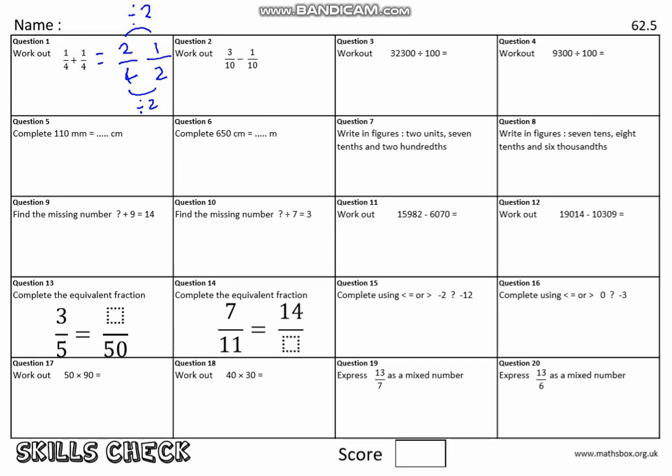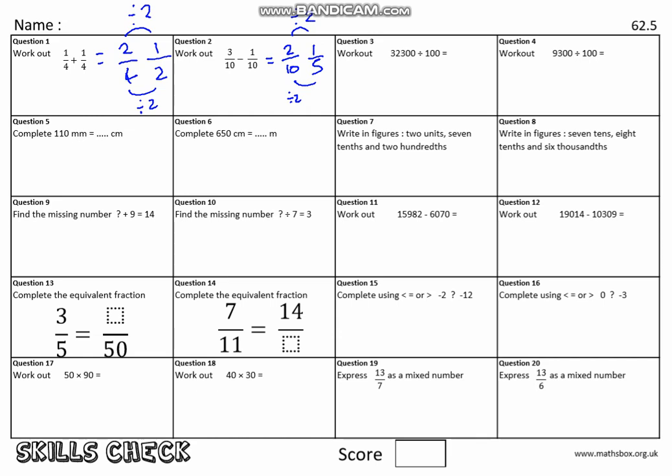Next one then, so it says 3/10 minus 1/10, so if we've got the denominator the same, we're just going to subtract the numerators. So 3 take away 1 is 2, so our answer is 2/10. But again, we're going to simplify that because we can divide the top by 2 to get 1, and we can divide the bottom by 2 to get 5, okay? So our answer there is 1/5.